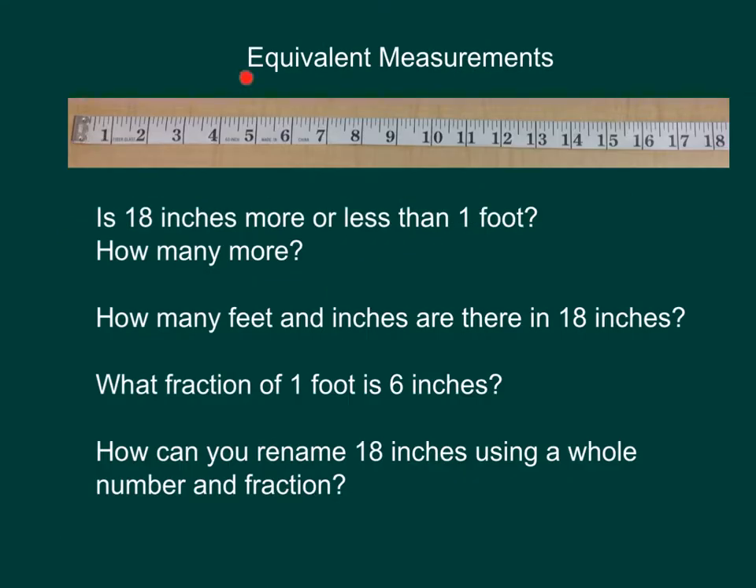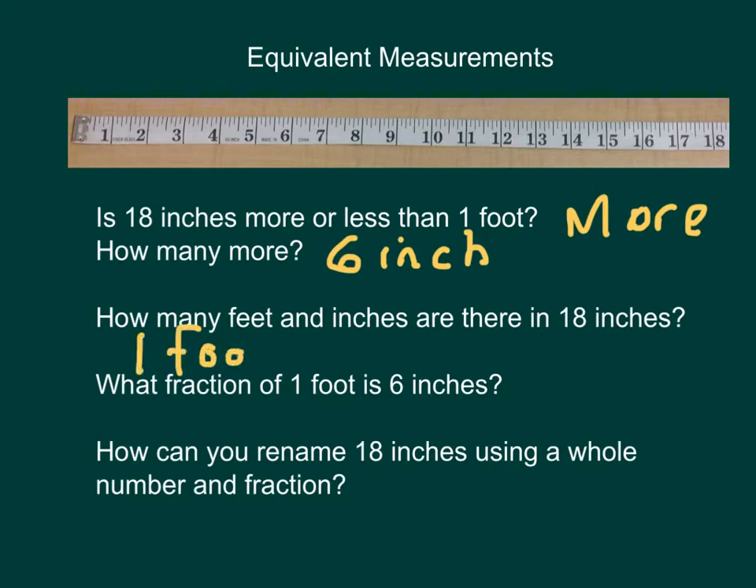Now let's take a look at equivalent measurements. Again, equivalent means equal. So these are equal measurements. Is 18 inches more or less than 1 foot? We should say more. How many more inches than 1 foot? 6 inches is the correct answer. How many feet and inches are there in 18 inches? Well, there's 1 foot and 6 inches.